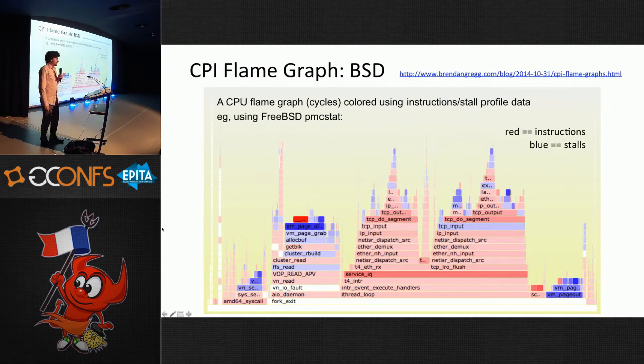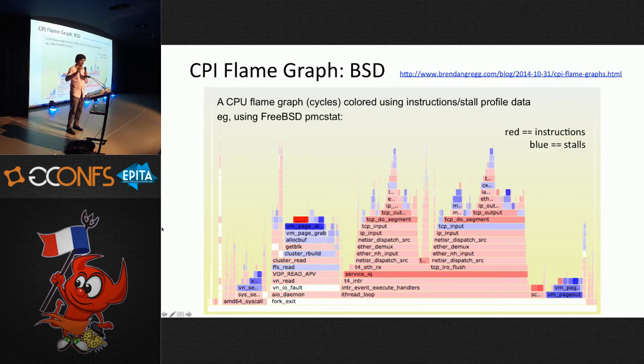I mentioned a CPI Flame Graph. So here's an example from BSD. CPI, cycles per instruction. In this example I'm using PMC stat so that I can see instructions and stalls, and then I've colored the output in a way that the width on the x-axis shows how often you're on CPU. So that is relative to cycles. And the color is relative to what those cycles were.